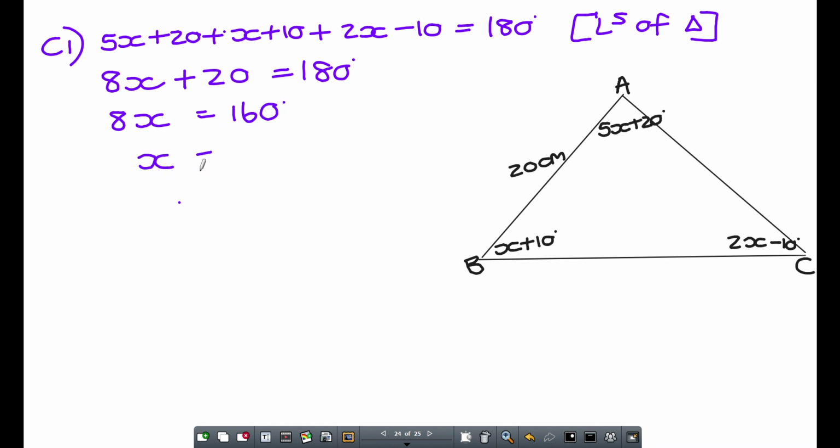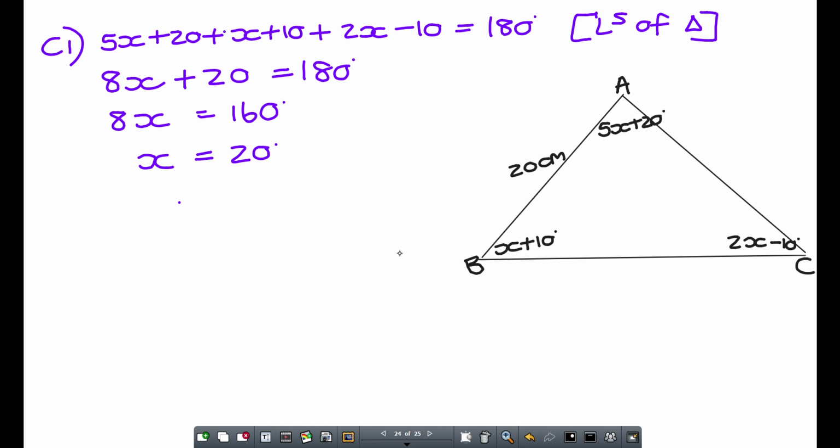Now we divide both sides by 8. It means that x would be 20. Yeah? That's what we did over here. I took that 20 over, so it becomes minus 20. And 180 minus 20 became the 160. I'm not writing out all the steps now because by now you guys all know what to do. Right, so now we know what x is.